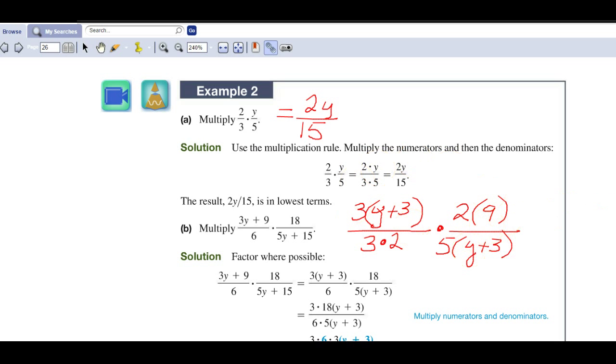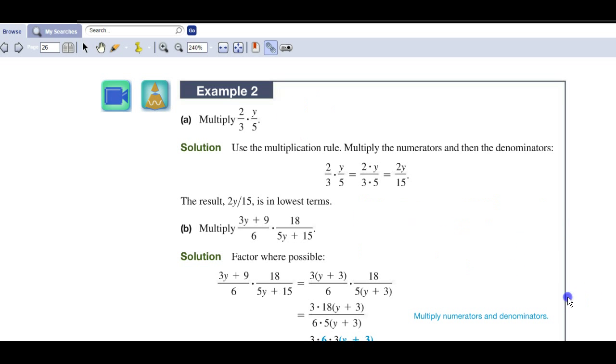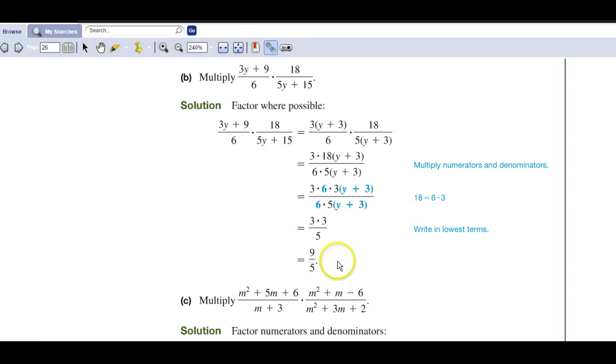So now that I have it all in factored form, what can I cancel out? Well, these 3's will just cancel out nicely. This 2 will cancel out nicely. This y plus 3 will cancel out. So I'm left as an answer on the top with a 9 and on the bottom with a 5. And I believe that's what they'll have down there somewhere. Okay? Again, we're showing you the technique of doing it. Yep, that's what they have.